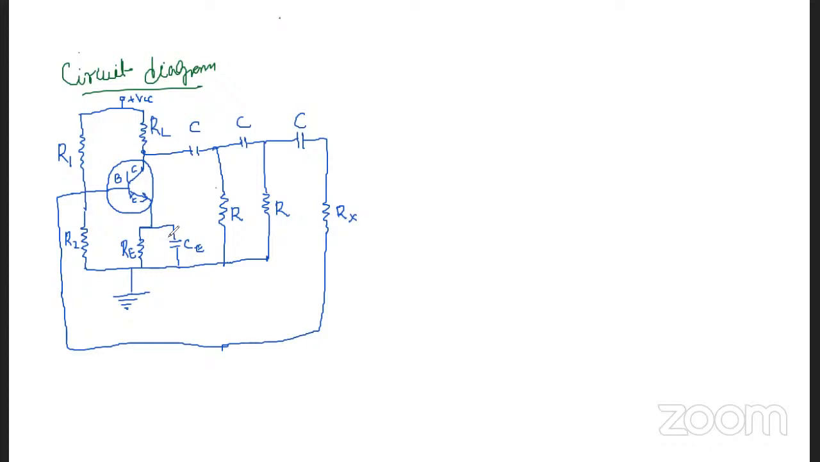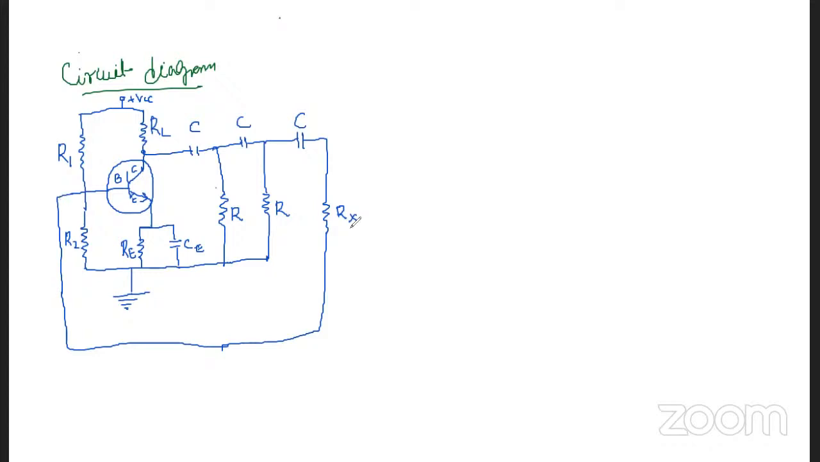For feedback of energy from the collector to the base, we have a ladder network, that is an RC combination. This is RC, this is another RC, this is another RC. So it consists of three identical RC sections, and these RC sections are connected between the collector and base.